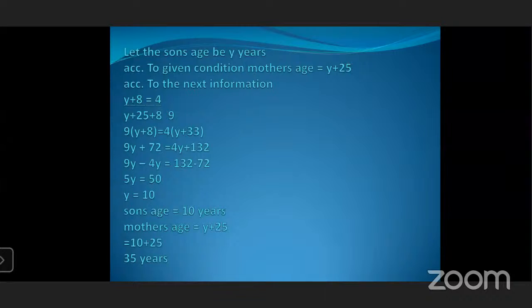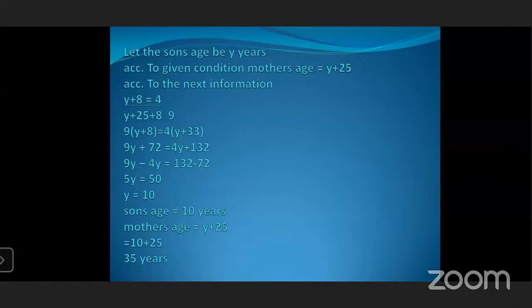This is the first basic thing. The mother's age is 25 more, and 25 more means plus 25, more than the son's age, which is y. So y and y plus 25 are the two ages we are going to consider. Now according to the next condition, after 8 years the son's age will be y plus 8. If the son is going to grow, the mother is also going to grow. The mother's present age is y plus 25, so it would be y plus 25 plus 8, that is y plus 33. That means 33 has to be added to the son's present age.